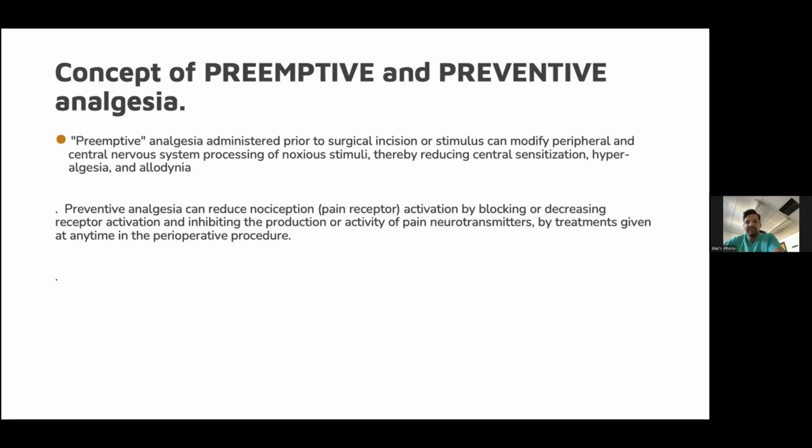What is preventive analgesia? Preventive analgesia can reduce nociceptor, pain reception, activation by blocking or decreasing receptor activation and inhibiting the production or activity of pain neurotransmitters by treatments given any time in the post-operative period. So you get the noxious stimulus, but after that you try to dampen it by blocking or decreasing receptor activation or inhibiting the production of neurotransmitters such as histamine, bradykinin, etc. There are different methods and modalities, and they can be administered at different times during the surgery. Next slide, please.